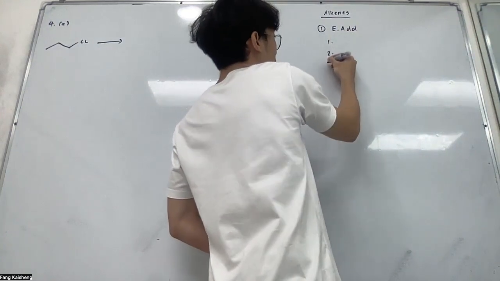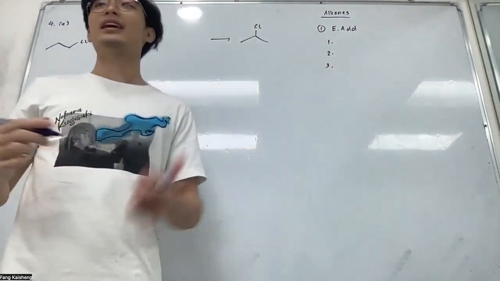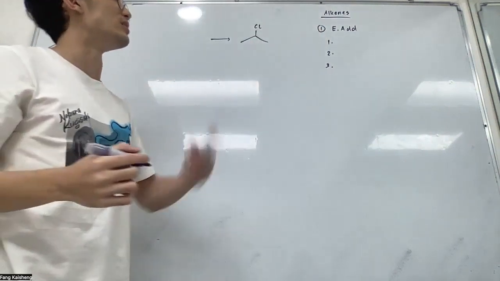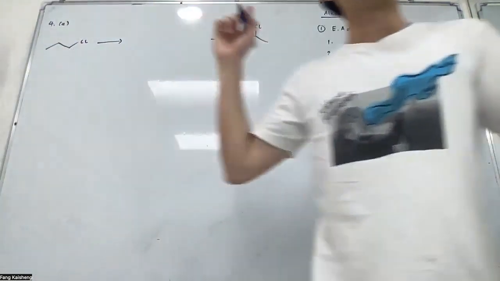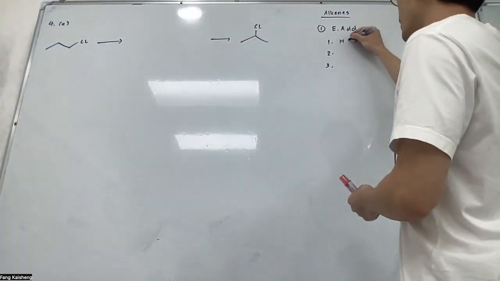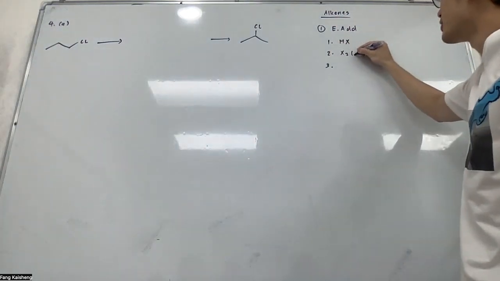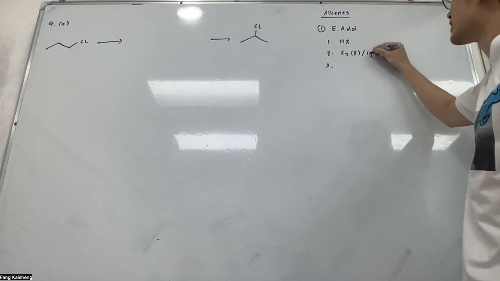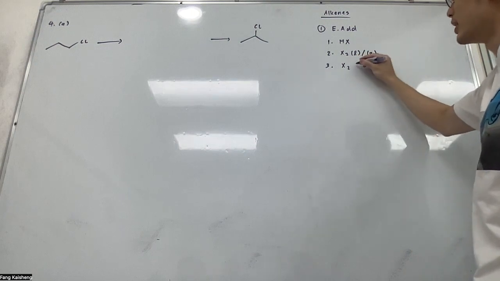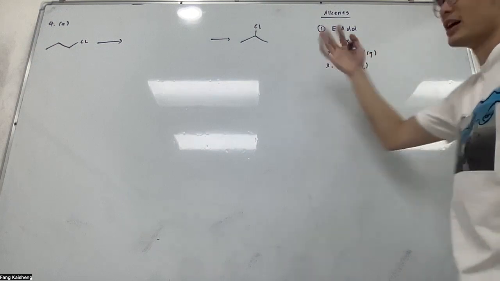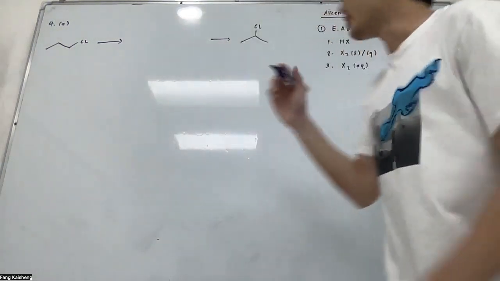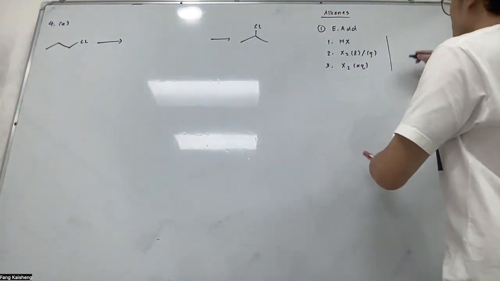To draw the mechanism, there are 3. Any reagents that we use to undergo electrophilic addition? We have HBr, HCl, whatever, so I call them HX. Any more? X2. This one is in the elemental state, so it's either liquid or gaseous state. But there's also X2 in the aqueous state. The mechanism is a bit funky for that. But there are also other electrophilic addition reactions.